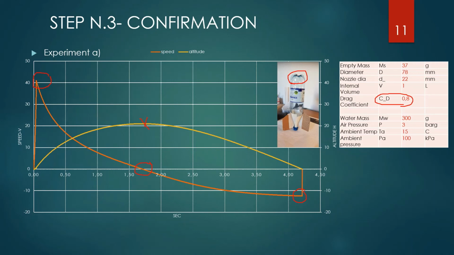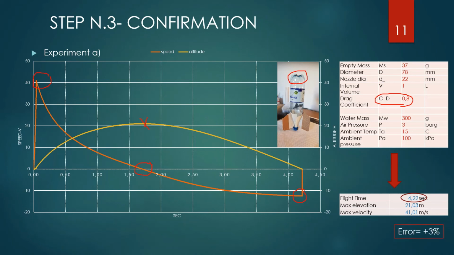From the chart, we get the flying time, 4.22 seconds, the maximum elevation, 21 meters, and the maximum velocity, 41 meters per second. What we have observed in the experiment was just the flying time, so 4.1 seconds, and it is matching more or less with the numerical development.